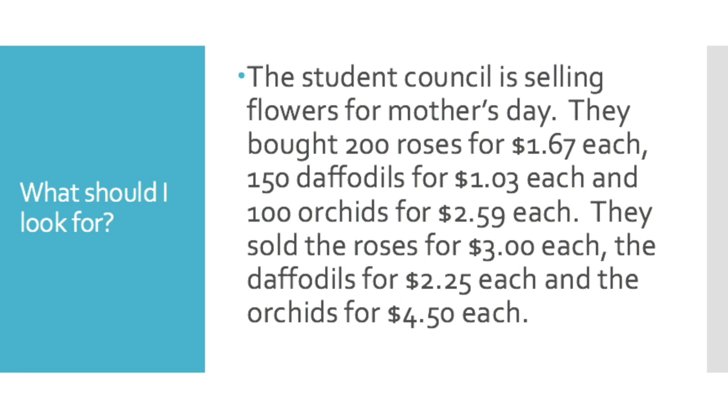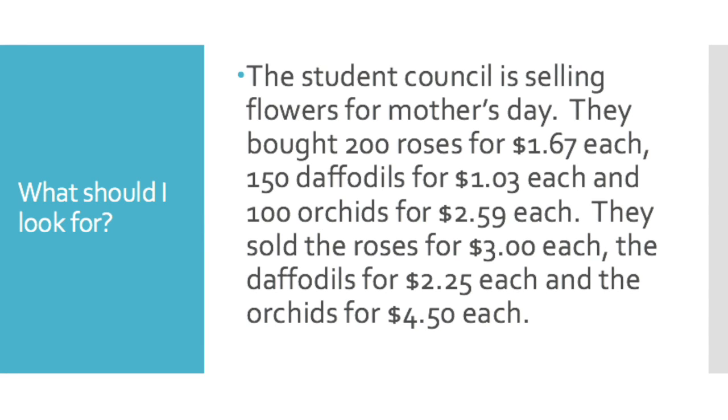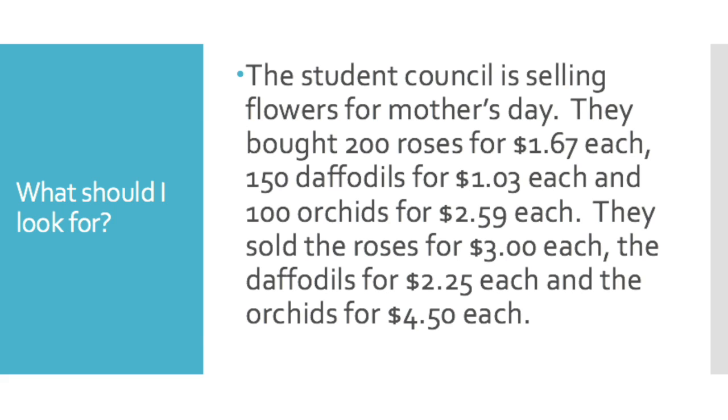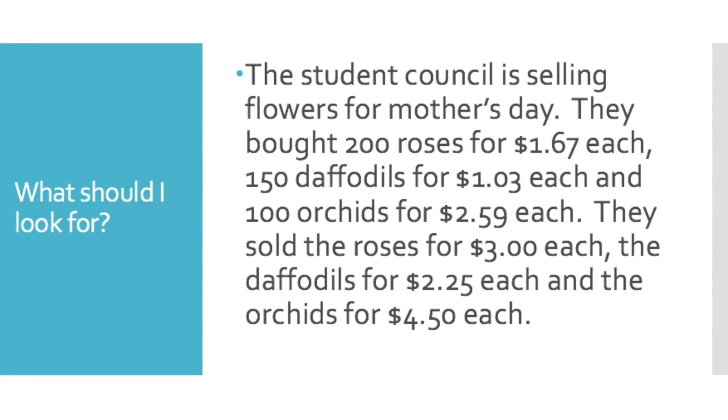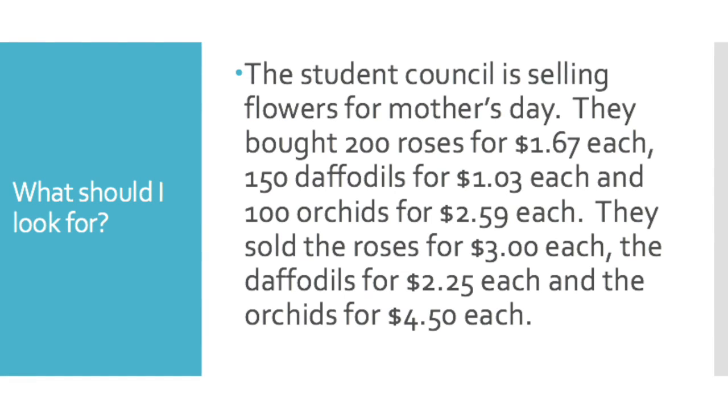Okay, guys, so this is going to be talking about what we should look for when we're reading story problems, because sometimes we have difficulty doing that. So I'm going to read the story problem real quick. The student council was selling flowers for Mother's Day. They bought 200 roses for $1.67 each, 150 daffodils for $1.03 each, and 100 orchids for $2.59 each. They sold the roses for $3 each, the daffodils for $2.25 each, and the orchids for $4.50 each.